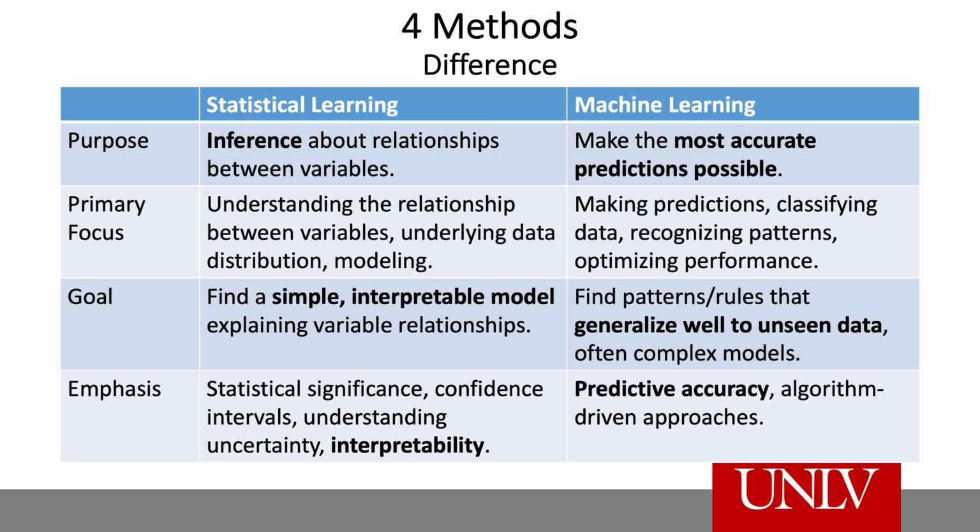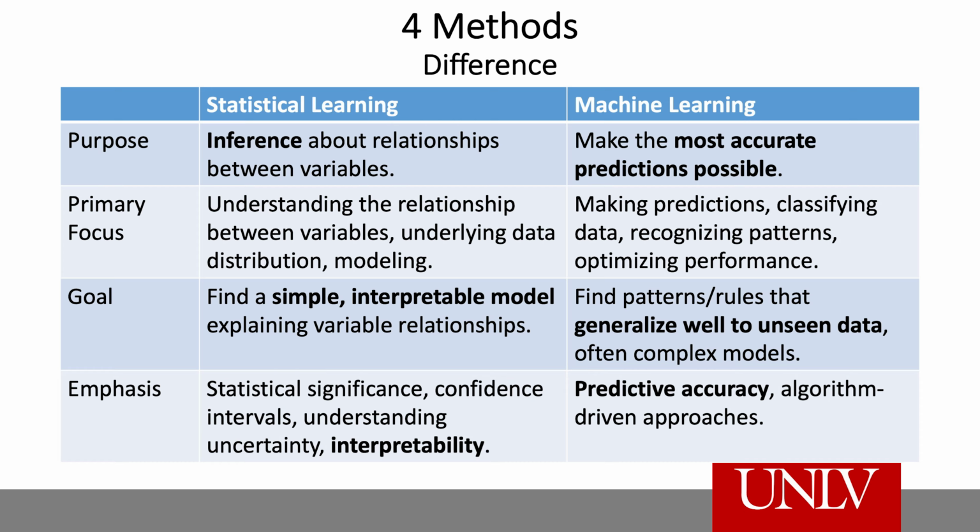Although statistical learning and machine learning are related, their goals differ. Statistical learning focuses on understanding how input variables relate to an outcome. It emphasizes interpretability, uncertainty, and theoretical reasoning. The goal is to develop a model that is meaningful and explainable.